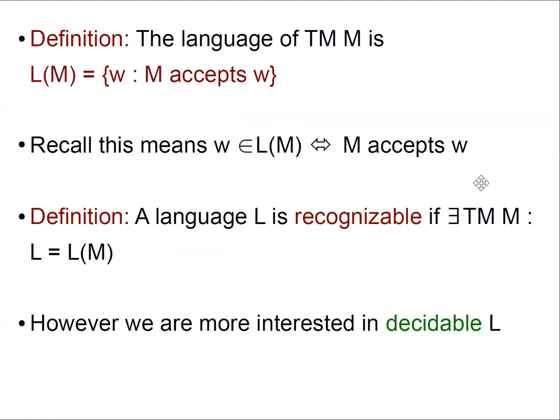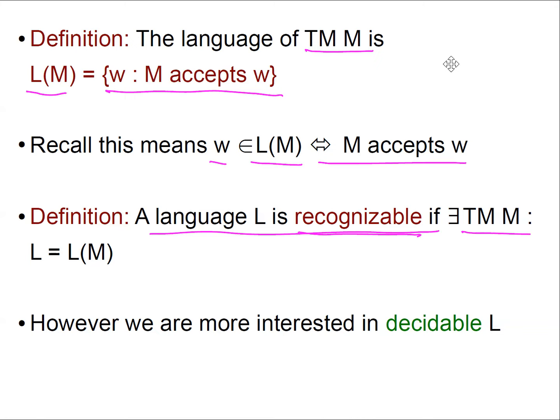Okay, we're also interested in machines which may not stop. And so we define the language of a Turing machine M to be the set of strings which are accepted by M. Recall this means that the string W is in L of M, the language of M, if and only if M accepts W. And we call such a language recognizable. So the language is recognizable if there exists a Turing machine M whose language is L. Okay. Note that recognizable is not the same as decidable. Decidable is a more stringent notion. It's asking more. It's asking that on every input, the machine stops. We are generally more interested in decidable languages. But recognizable languages are very useful for the theory of computation.